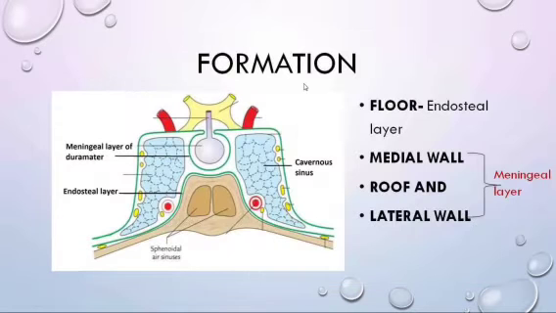I'll proceed to the formation of the cavernous sinus, how it is formed. It is mainly formed by the separation of the endothelial and meningeal layers of the dura mater. So the floor of the cavernous sinus is formed by the endothelial layer only. See, this green one is the endothelial layer, which forms the floor. Okay, this is the lateral wall, and this is the roof and the medial wall. All three are formed by the meningeal layer. So the roof, medial wall, and lateral wall are formed by the meningeal layer, and the floor is formed by the endothelial layer. Now I think you are clear about the formation.